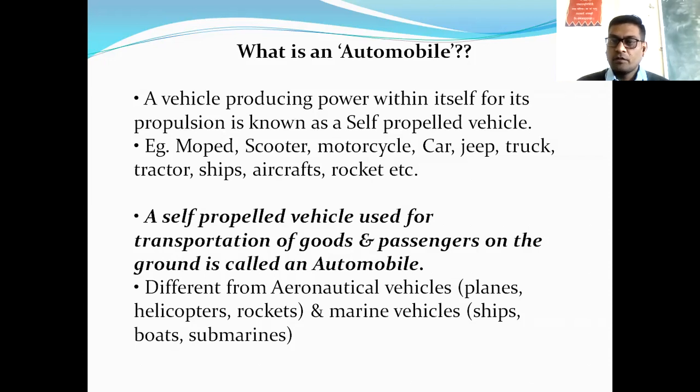If a self-propelled vehicle is not traveling on the ground, then we cannot call it an automobile. Vehicles which do not move on the ground, like planes, helicopters, and rockets, are moving in air. Therefore, they are called aeronautical vehicles, not automobiles. On the other hand, ships, boats, submarines, which travel in water, are called marine vehicles. So basically, automobiles travel on the ground, aeronautical vehicles travel in air, and marine vehicles travel in water. So let's move to the next slide.